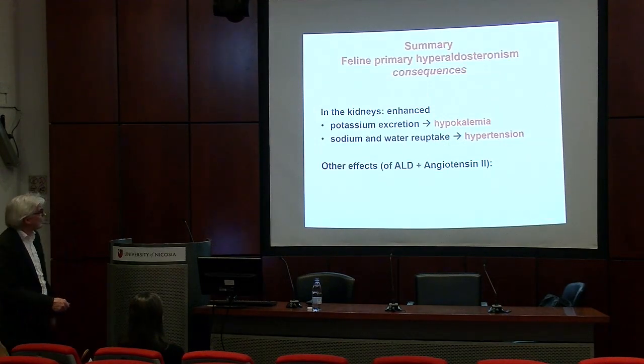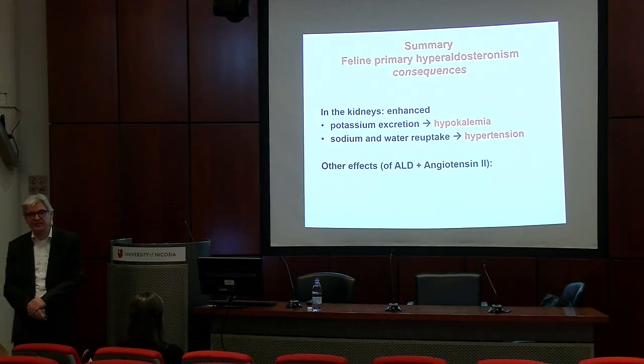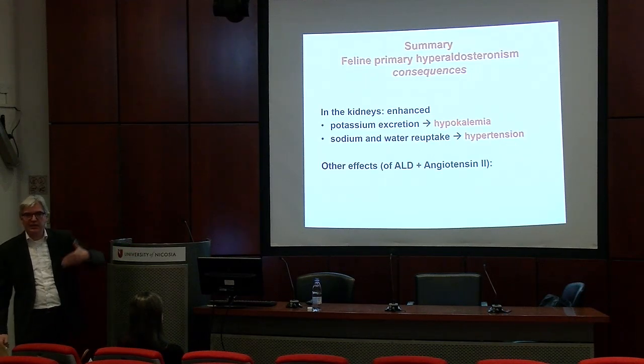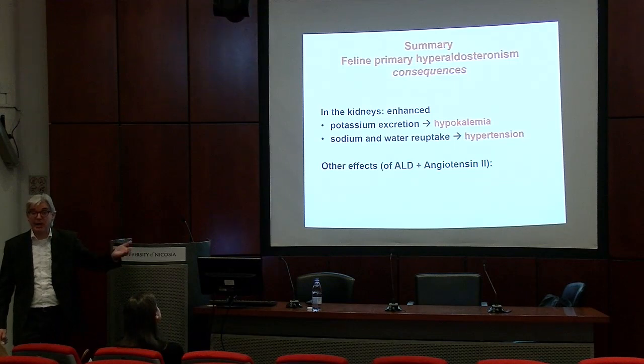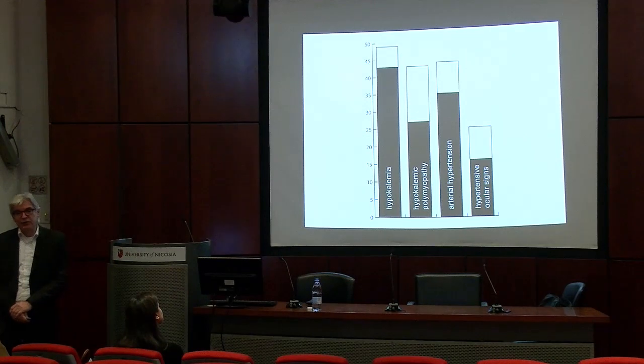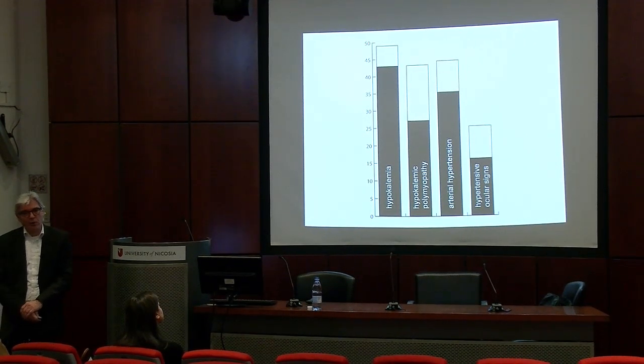Okay, then in summary, we have hyperaldosteronism, too much aldosterone. So it results in too much potassium excretion, so it results in hypokalemia, and it results in too much sodium reabsorption, and because of that more circulating volume, and because of that arterial hypertension. So if you have a cat with hypokalemia and/or arterial hypertension, you should think about this disorder. However, in real life it's a little bit more complicated because not all cats with hyperaldosteronism do have hypokalemia or do have arterial hypertension.